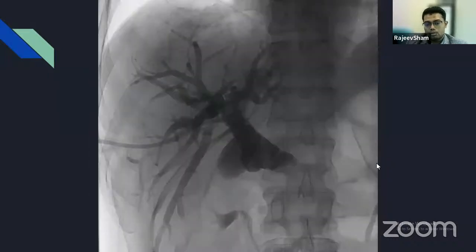This one is a case of pancreatic head tumor, and it is causing CBD obstruction. As you can see, this one is the CBD, and the contrast is not flowing into the bowel, so there is tumor here which is causing CBD obstruction. So what we did was we put a PTDD, we puncture the liver, and we cannulate the intrahepatic duct and put a tube to drain the bile outside.